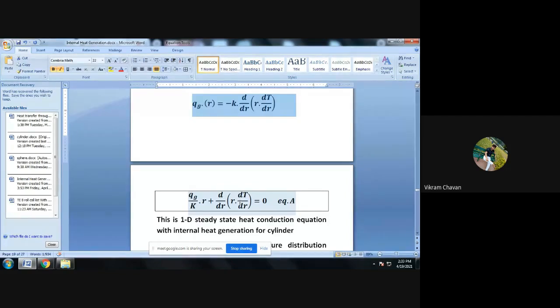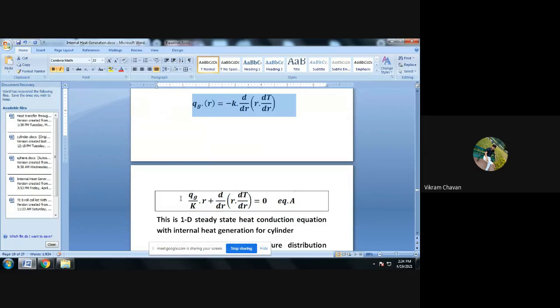We can derive this equation by considering the general heat conduction equation in a cylindrical coordinate system. We have already derived the general heat conduction equation in cylindrical coordinate system. And if you deduce that particular equation for one dimensional heat transfer with heat generation, you will get the similar equation. Is there any doubt, any question?